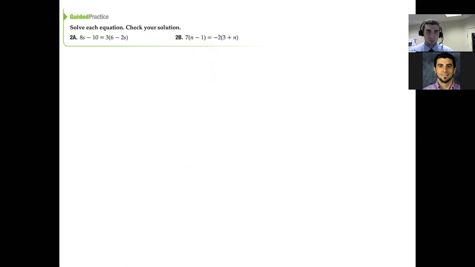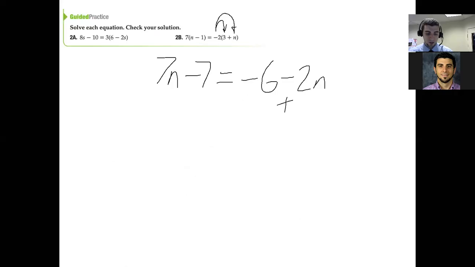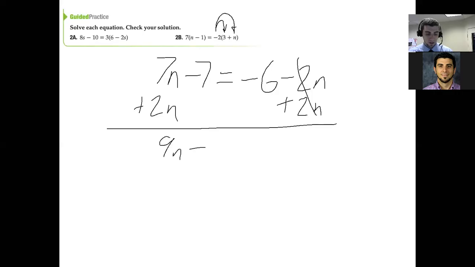Next one, you want to distribute the 7 and the -2. So it'd be 7n minus 7 equals -6. Okay? And then it'd be minus 2n. Alrighty? So here I'd add 2n to both sides. You'd have 9n minus 7 equals -6. Then you would add 7 to both sides.